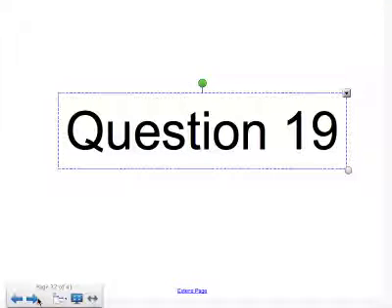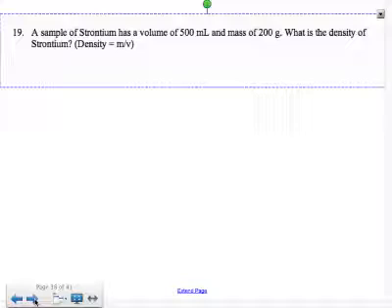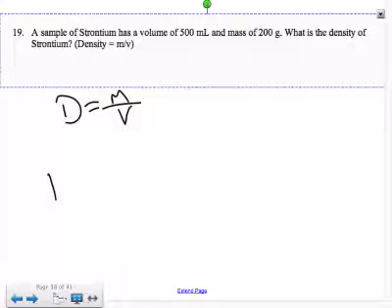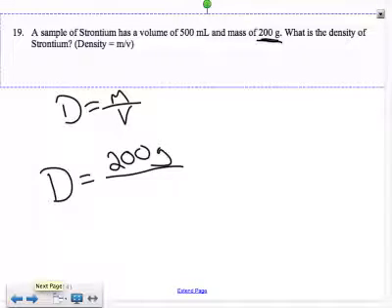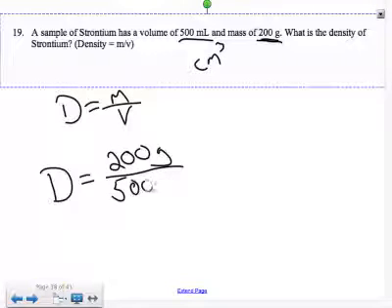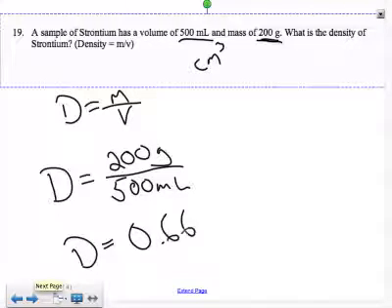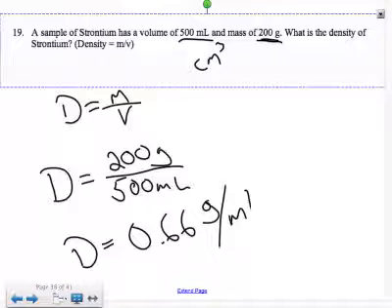Number 19. A sample of strontium has a volume of 500 milliliters and a mass of 200 grams. What is the density? Well, it says right here, density equals the mass divided by the volume. So I can plug in, I've got a number for mass. Remember, grams is the unit for mass, so that's what's going to go on top. And milliliters or liters or cubic centimeters, those are volume. So that's going to go on the bottom, 500 milliliters. If I divide that out, I'm going to get 0.66 grams per milliliter. Make sure you keep those units in there.